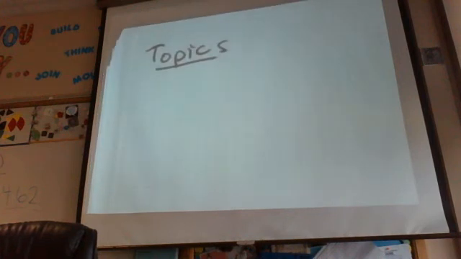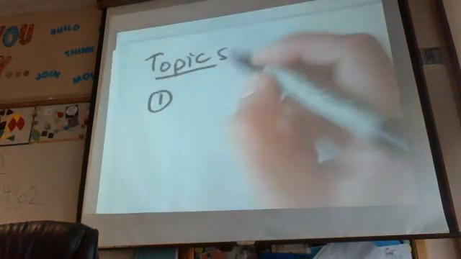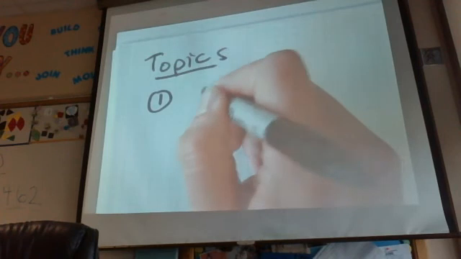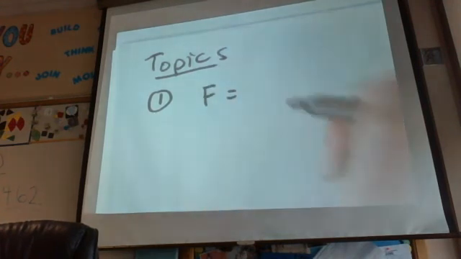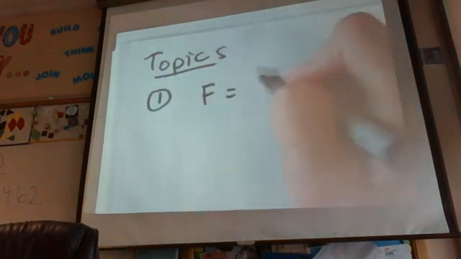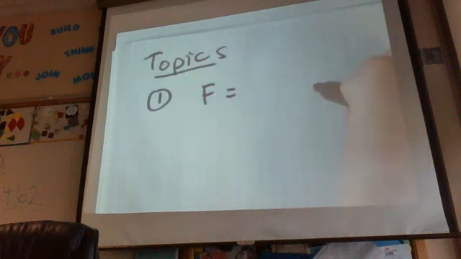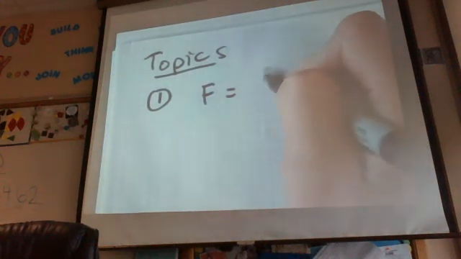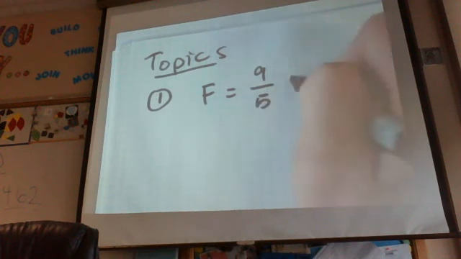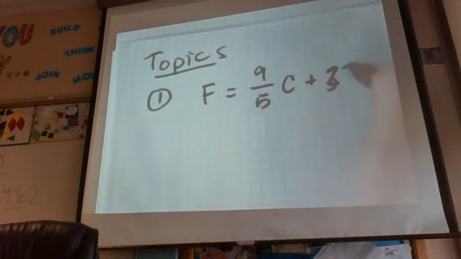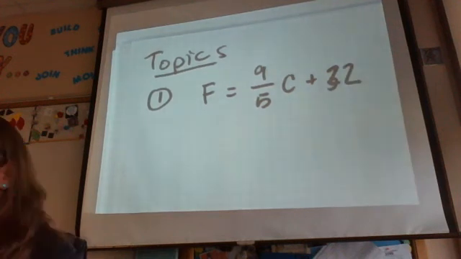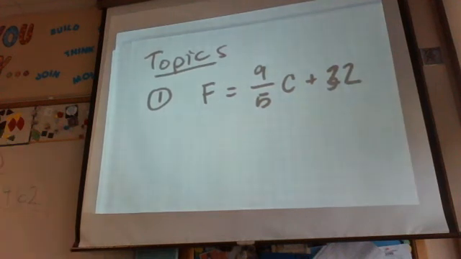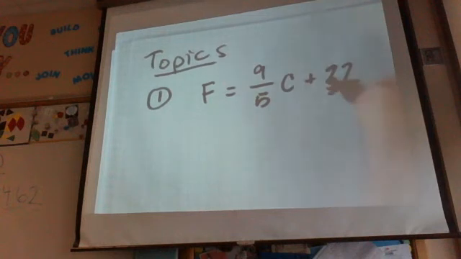Okay, so topics. What we're going to talk about is how to change something around. So in your textbook, we have a formula that takes Celsius and changes it into Fahrenheit degrees. As you know, we have a lot of different temperature scales that we use around the world, and this one is, if I can get it written the right way, Fahrenheit equals 9/5 of Celsius plus 32. That's supposed to be a 3.